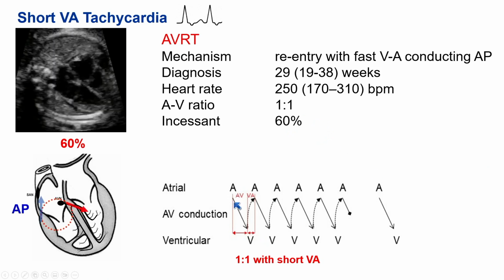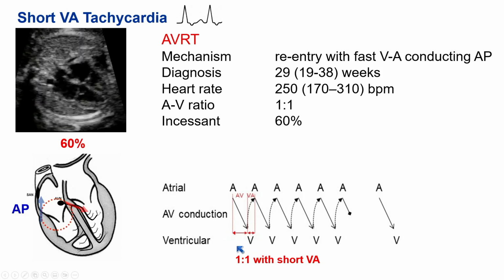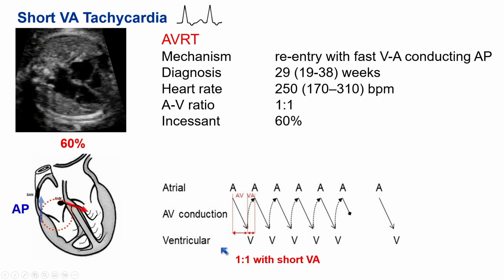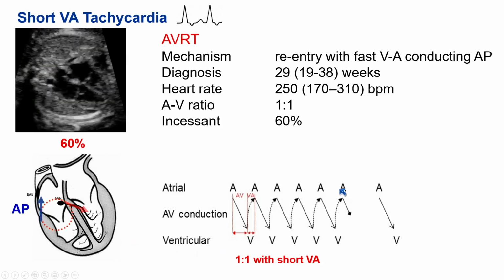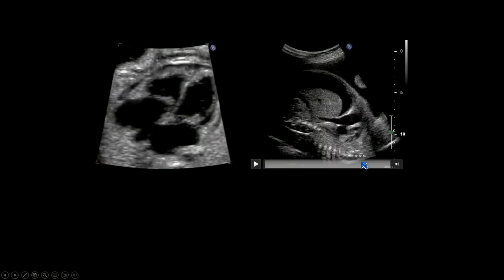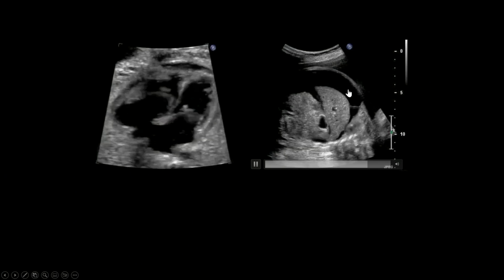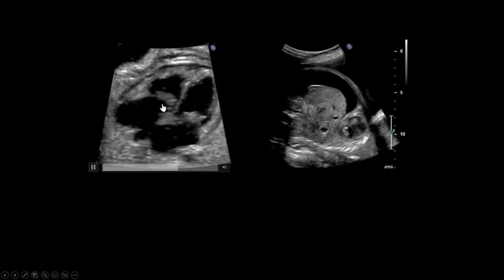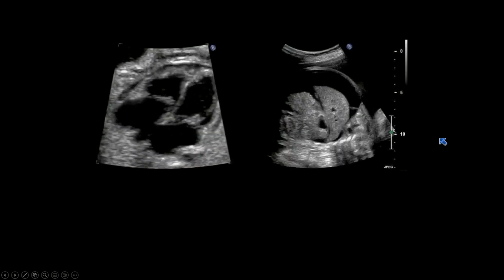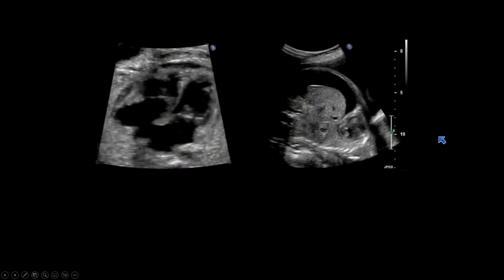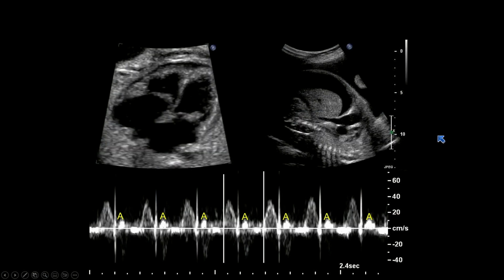So it goes down from the atrium to the ventricle through the AV node, relatively slow, but back up to the atrium through the accessory pathway fast. It's always one-to-one, because the AV node and the accessory pathway are part of this reentrant circuit. This is an example of a patient who clearly didn't tolerate it well. A lot of effusion, dysfunction. There's also significant AV valve regurgitation if you put the Doppler on. I just want to show the tracing.